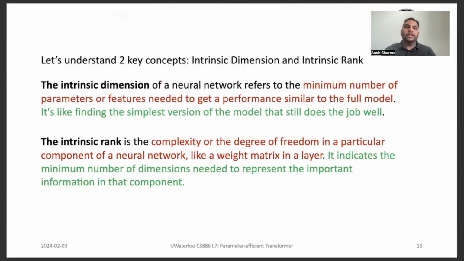Let's understand two key concepts we would require in this approach. Number one, intrinsic dimension, which refers to the minimum number of parameters needed to get the performance similar to the full model. It is basically the simplest version of the model that does a similar level of work. Second concept is intrinsic rank, which is the degree of freedom in a particular component of the neural network. Basically, it indicates the minimum number of dimensions needed to represent the important information in that component of the neural network.